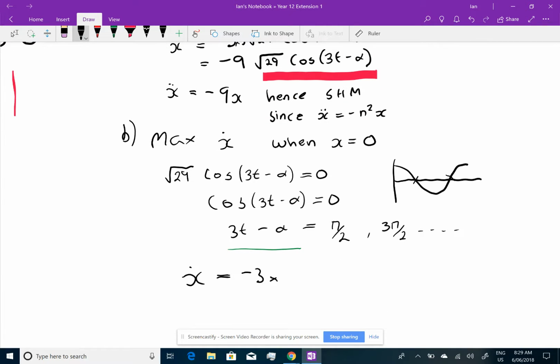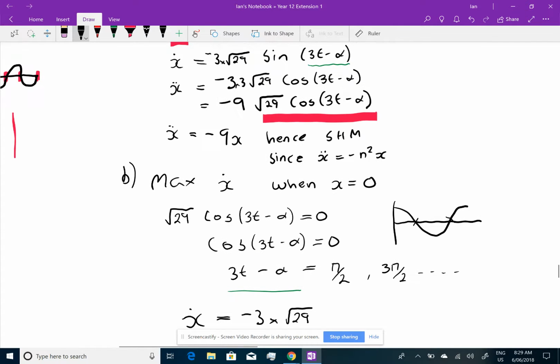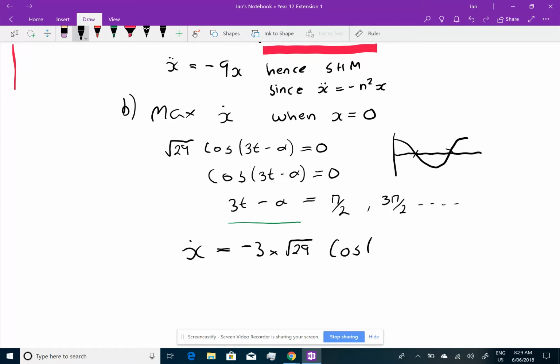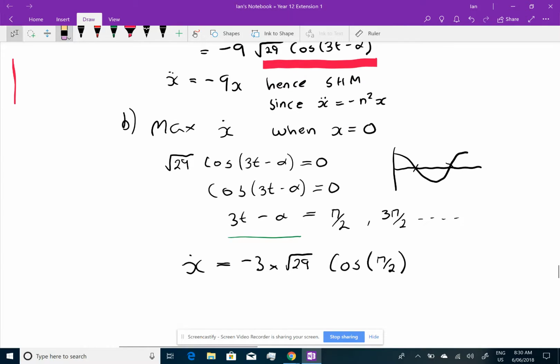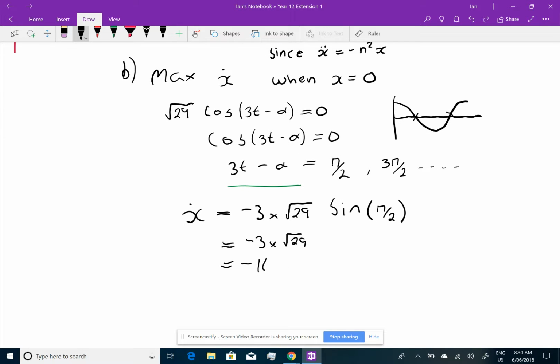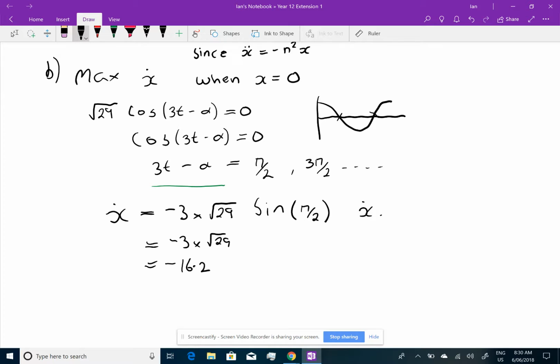And it's minus 3 times root 29 times cos pi on 2. Sorry, sine pi on 2. Which is minus 3 times root 29, which is negative 16.2. But if I'd used the 3 pi on 2, what do you think would have happened? I would have got minus 3 root 29 times negative 1, and I would have got positive 16.2.